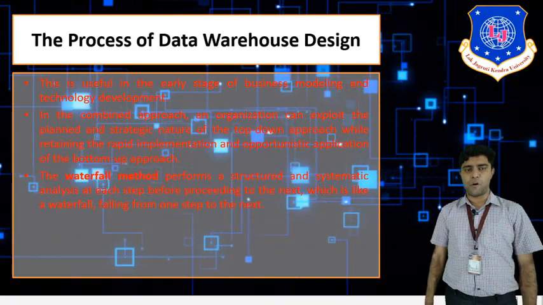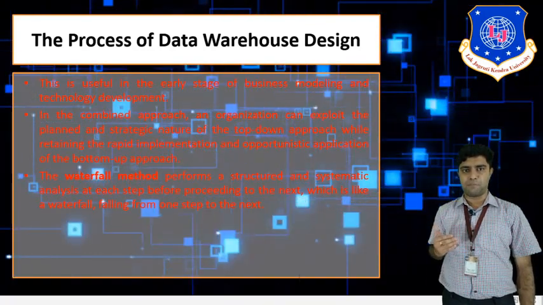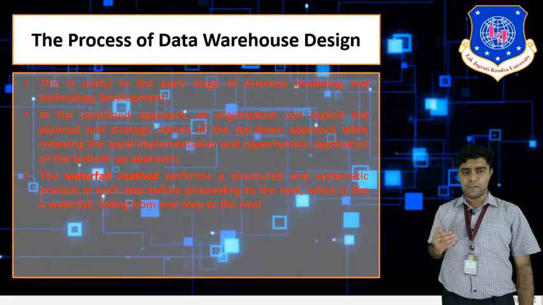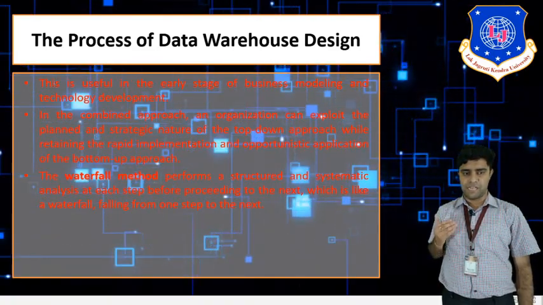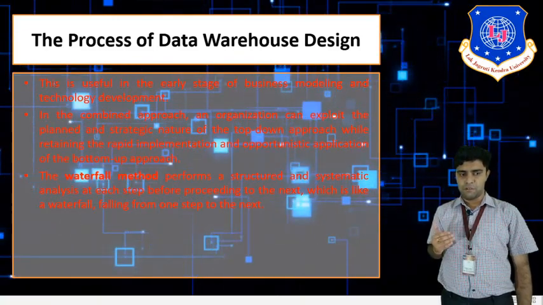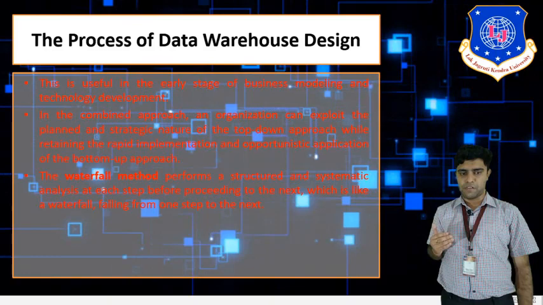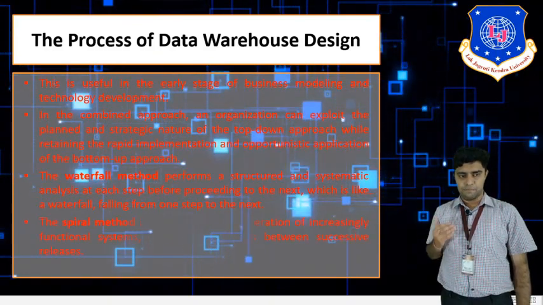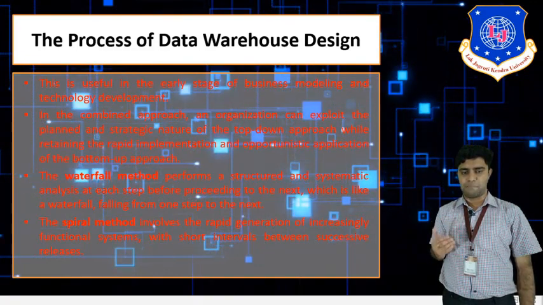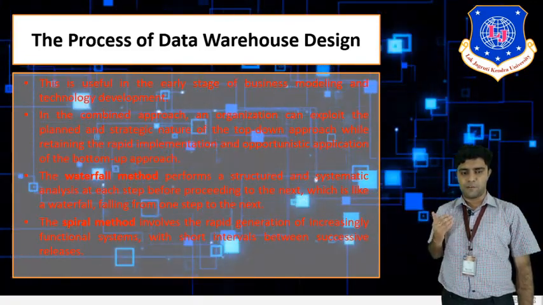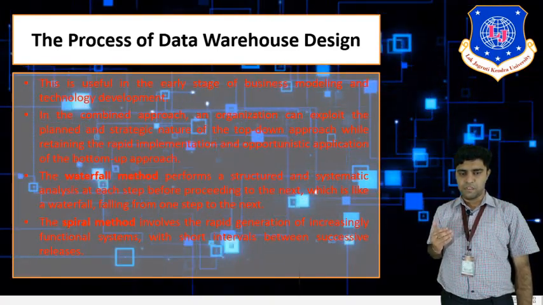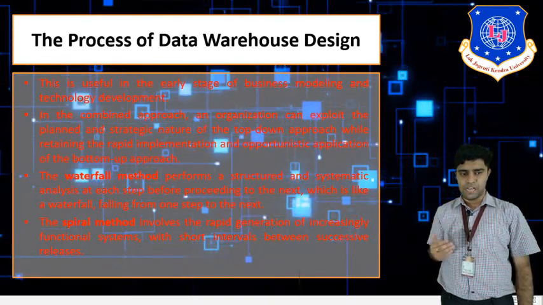The waterfall method is one type of model useful for the process of data warehouse design, which is a structured and systematic analysis at each step before proceeding to the next, like a waterfall falling from one step to another. The spiral method involves the rapid generation of increasingly functional systems, starting with the system design.